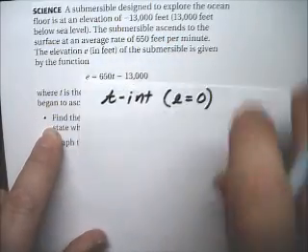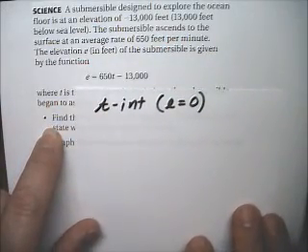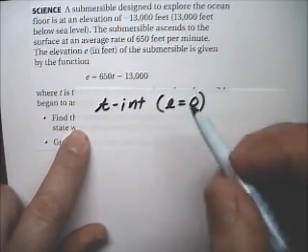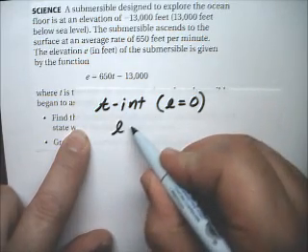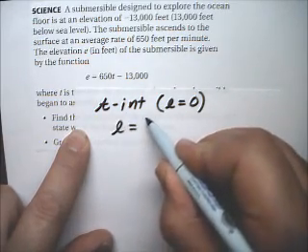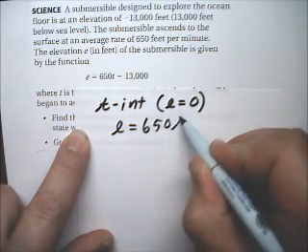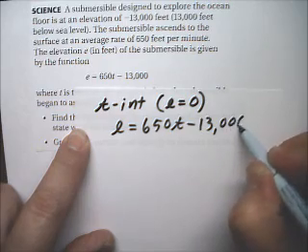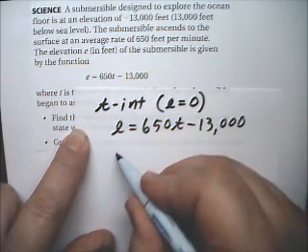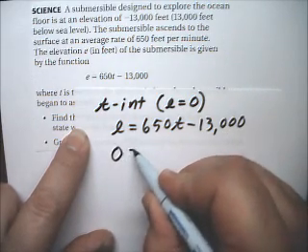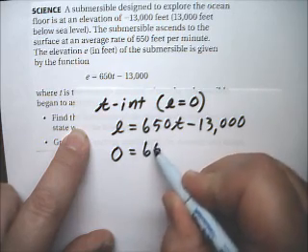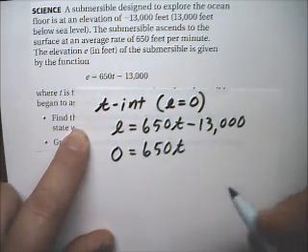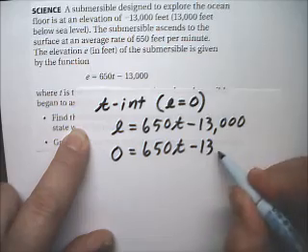Okay, now the t-intercept is going to be where e equals 0. So the equation is e equals 650t minus 13,000. And this time we have to let e be 0. So 0 is equal to 650t minus 13,000.